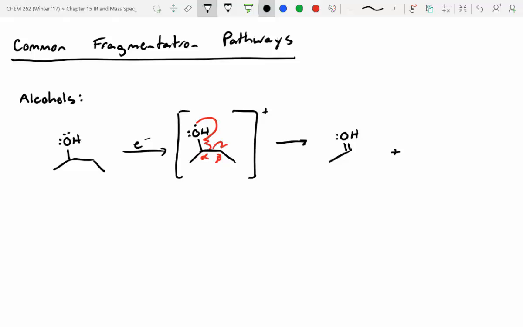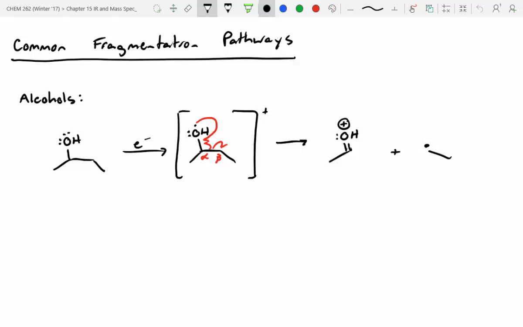So now we've got this fragment, plus our beta position now has a radical on it, right? Why do you think this fragmentation is so common? We haven't lost water. That's a full octet. Resonance, right? When in doubt.